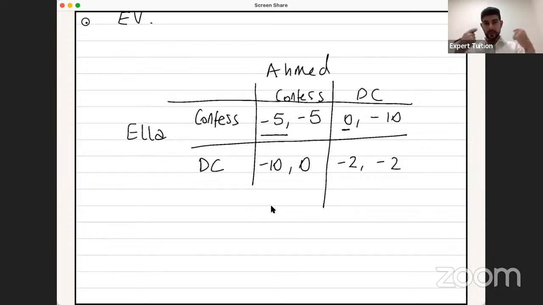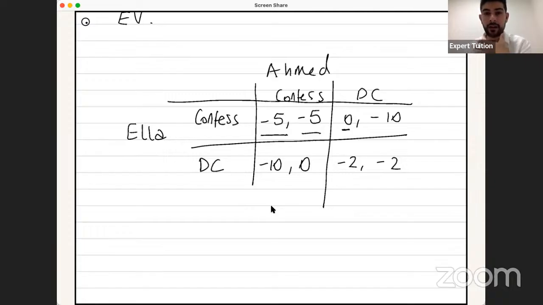Let's now play the game as me. And we go, okay, imagine Ella's playing confess. So we're now dealing with this row over here. Is it better for me to confess and get -5, or to not confess and get -10? Well, again, obviously, I'd rather get -5 than -10, so I underline my better move. It's better for me to confess.